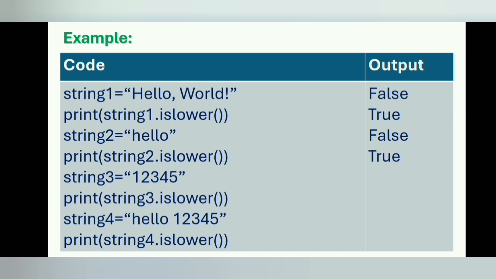So the islower method will return a Boolean true value if the string has at least one letter and all the letters are lowercase. Otherwise, the method returns false.